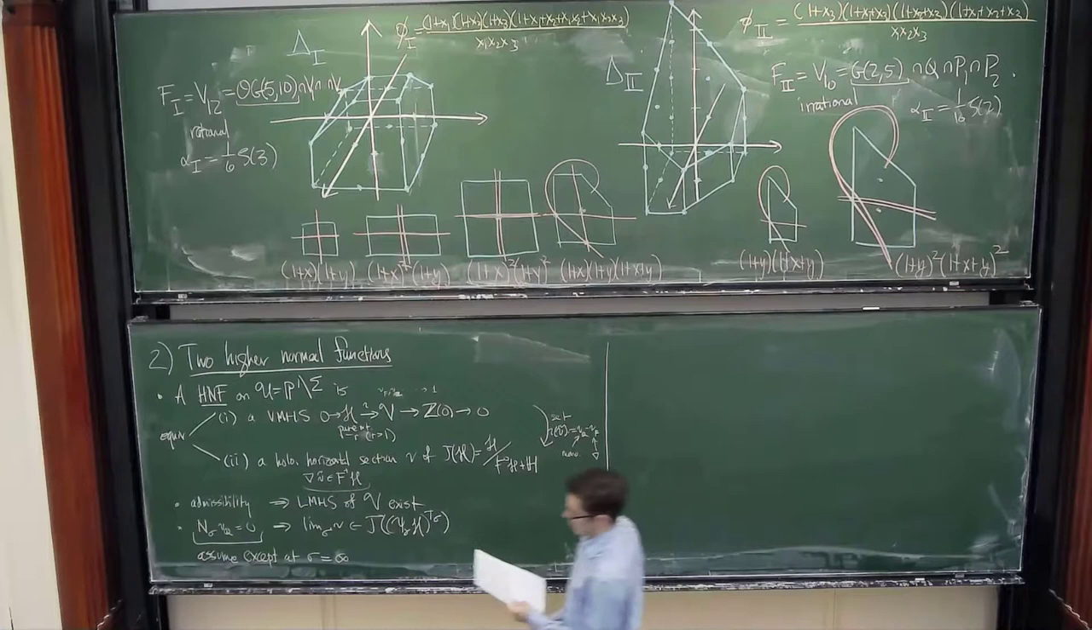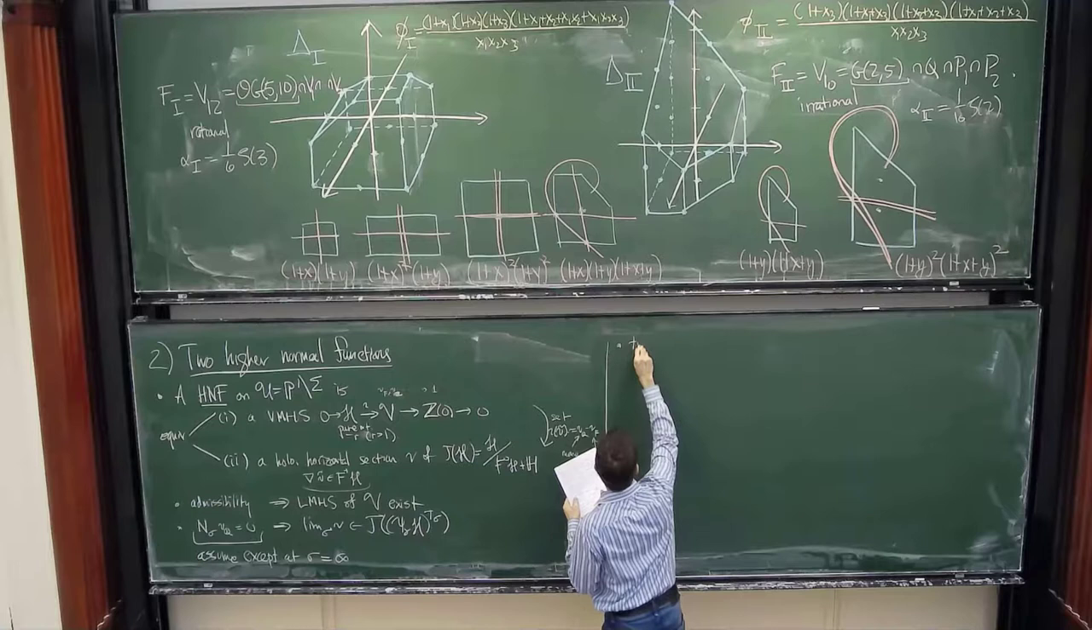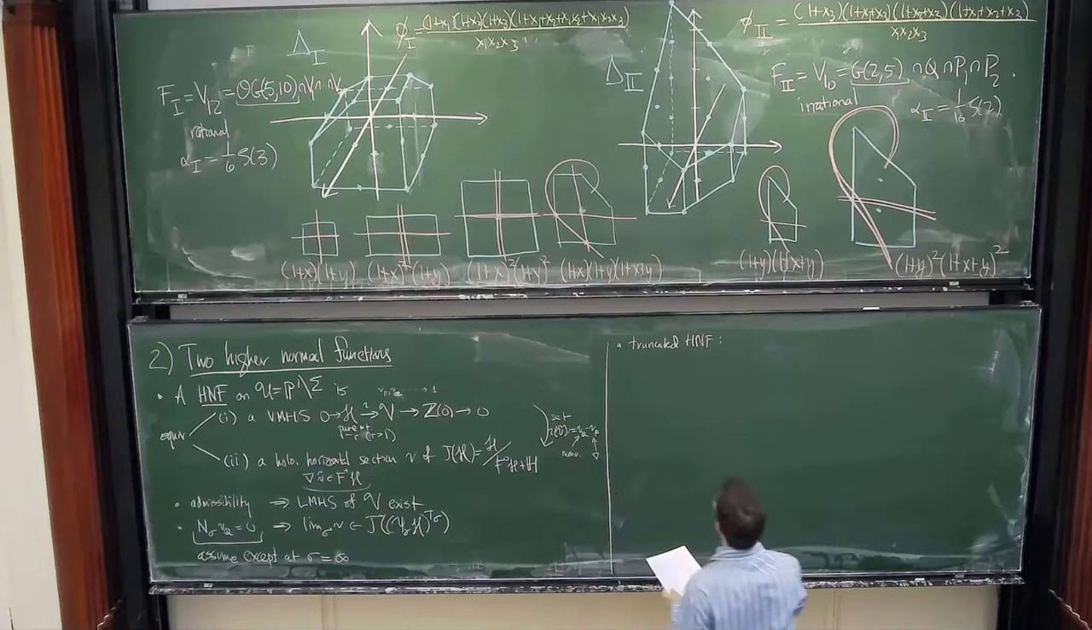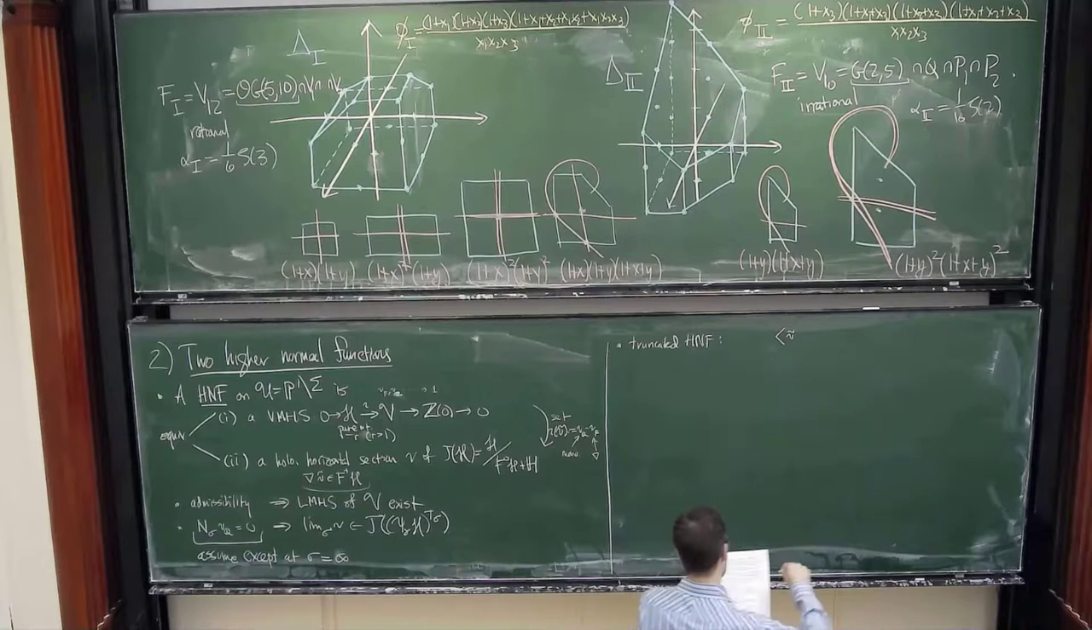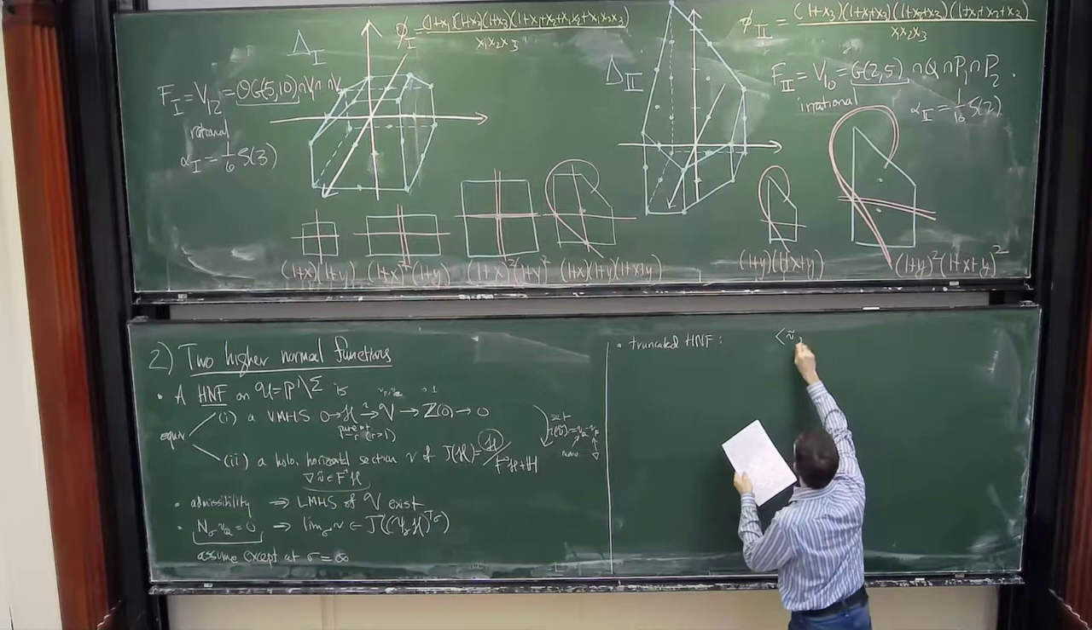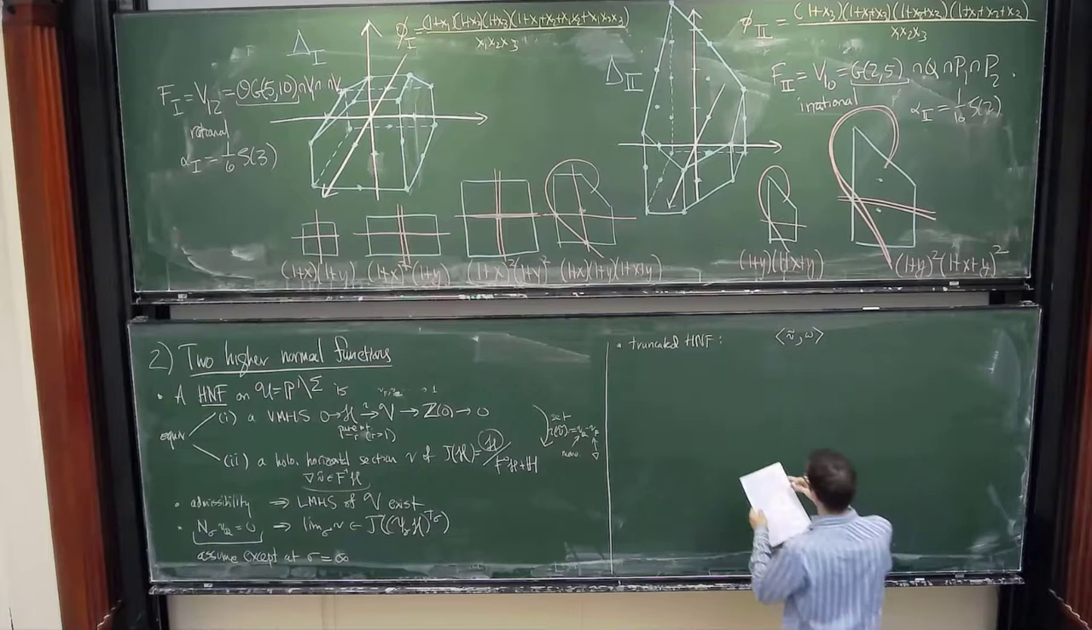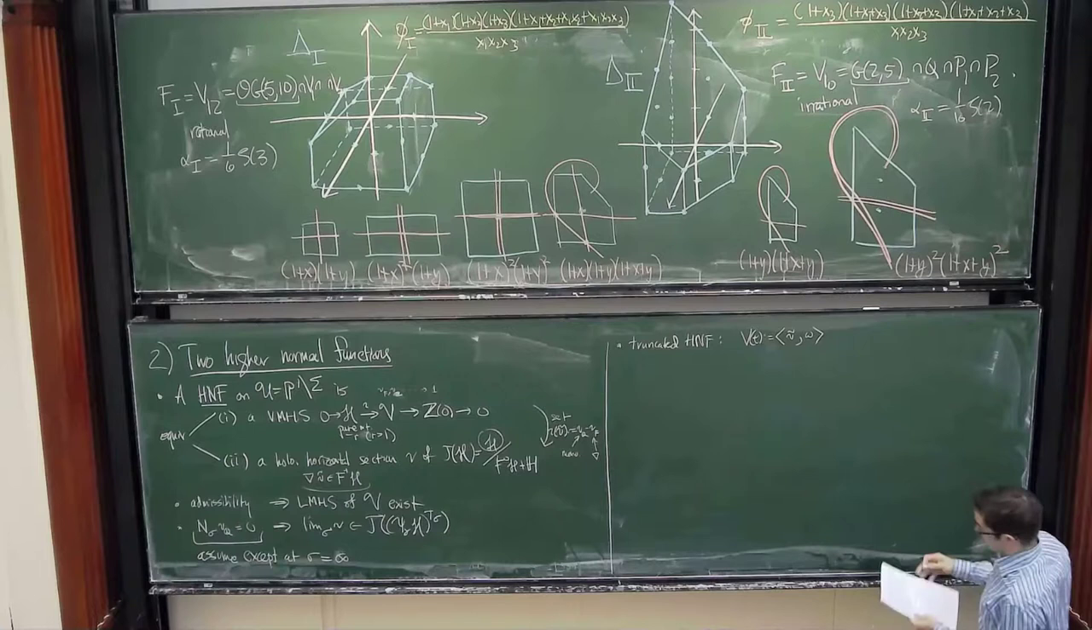Okay. So now I want to discuss the idea of a truncated higher normal function. This is, like in Eve's talk, a non-canonical contraction, if you will. I take locally a lift, or on the universal cover, in other words, a section of this, and I'm going to contract it with the class of my holomorphic N form, the one that I wrote down before, and I'm going to call that V of T.